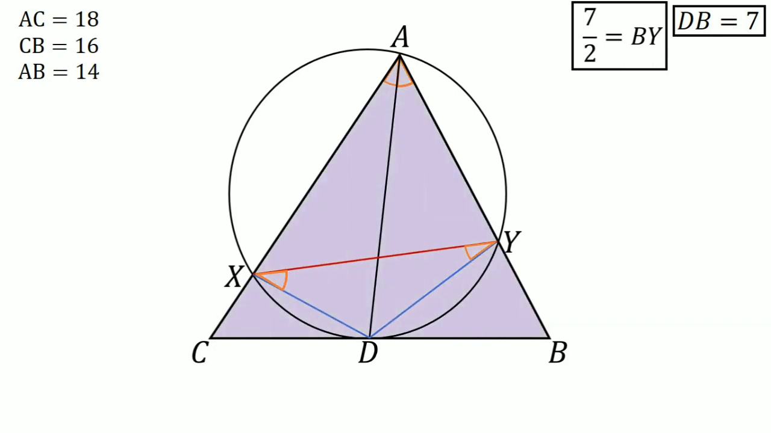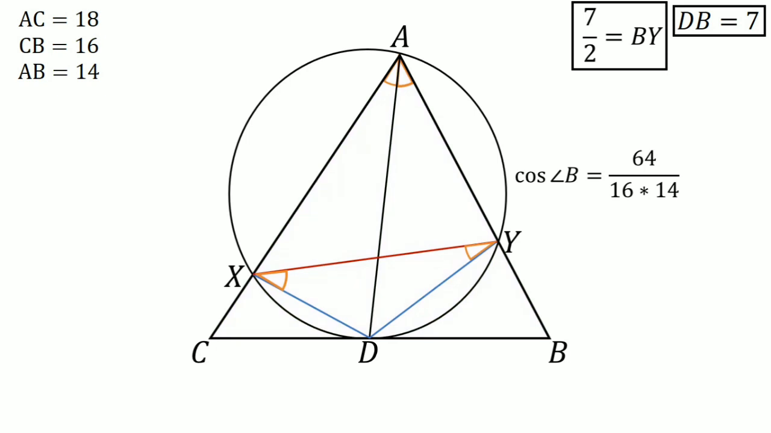Now considering this whole triangle, cosine of angle B is equal to 16 squared plus 14 squared minus 18 squared, divided by 2 times 16 times 14, and we got this by the cosine law. Now doing further simplifications, we have cosine of B is equal to 64 divided by 16 times 14.